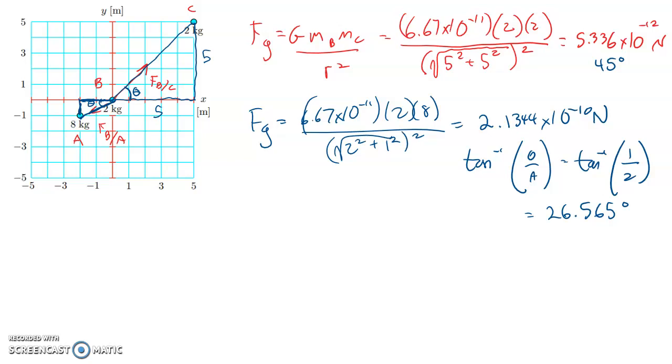We want to add them up. Literally, the net force on B is equal to the force on B by C plus the force on B by A.